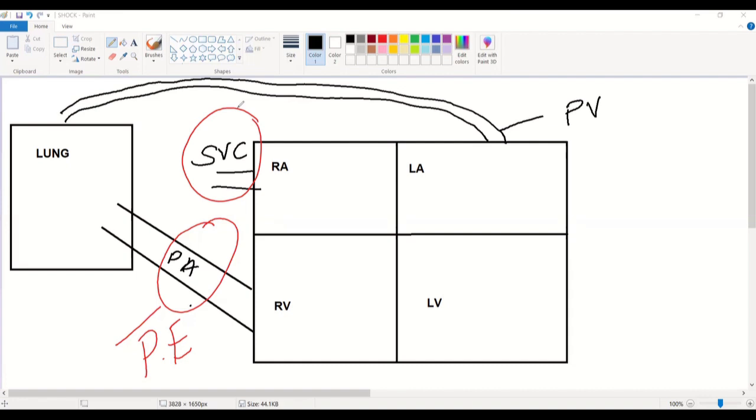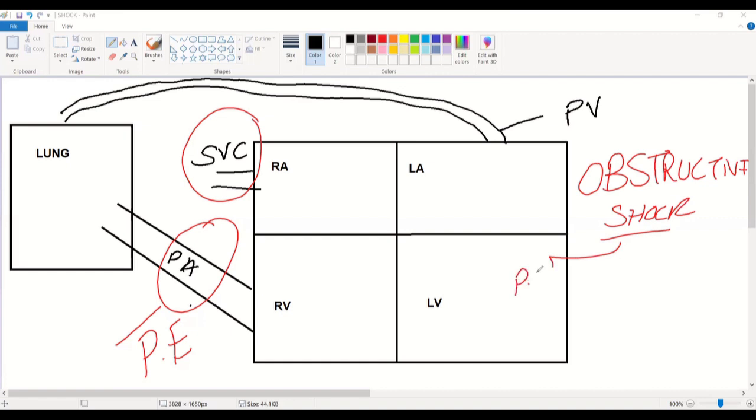Another type of obstructive shock is cardiac tamponade. Obstructive shock. Okay. It may be due to pulmonary embolism, or it may be due to tension pneumothorax.